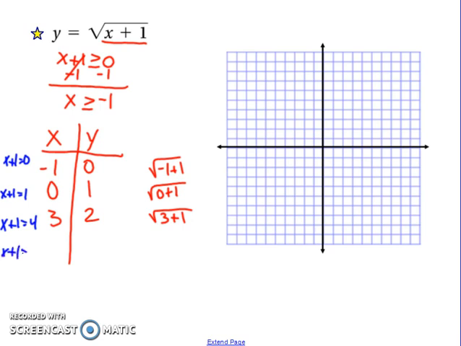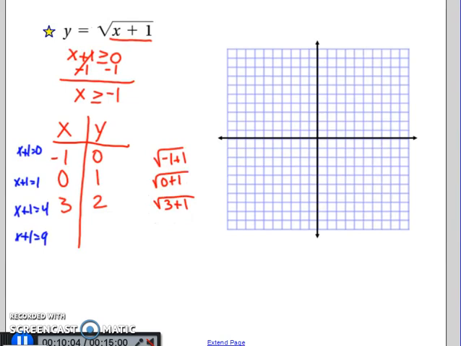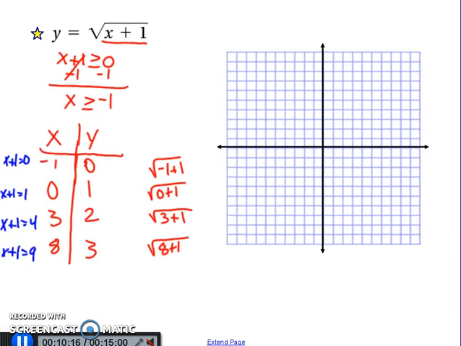Then we'll do x plus 1 equals 9. That means that x has to be 8. So then we're going to do the square root of 8 plus 1, which is the square root of 9, which is 3. So in order to make this a little bit easier, you want to set the radicand equal to 0, 1, 4, and 9, because you want what's under the radical to be a perfect square, so that way you can simplify it easily. And you need 4 points when you're graphing these. So 0, 1, 4, and 9 are obviously the lowest perfect squares, so we're just going to use those.